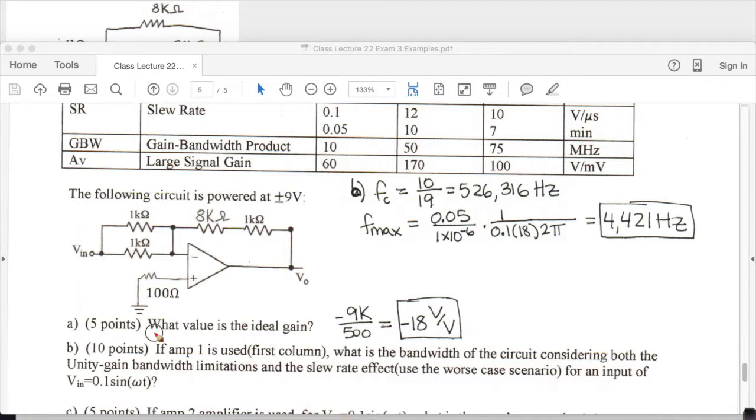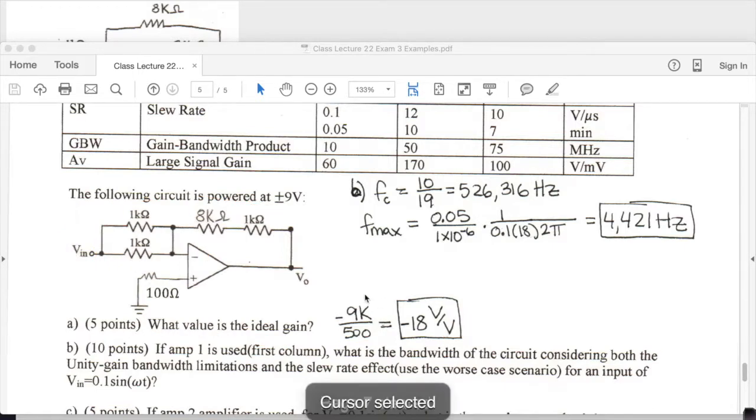So the first question asks for the ideal gain of the circuit. You look at where this input is coming into and you see it's into the negative. So this means it's an inverting amp, which the equation describes as this value over this combined value, which is 500, and then you get the negative. So the ideal gain for this one is minus 18 volt per volt.